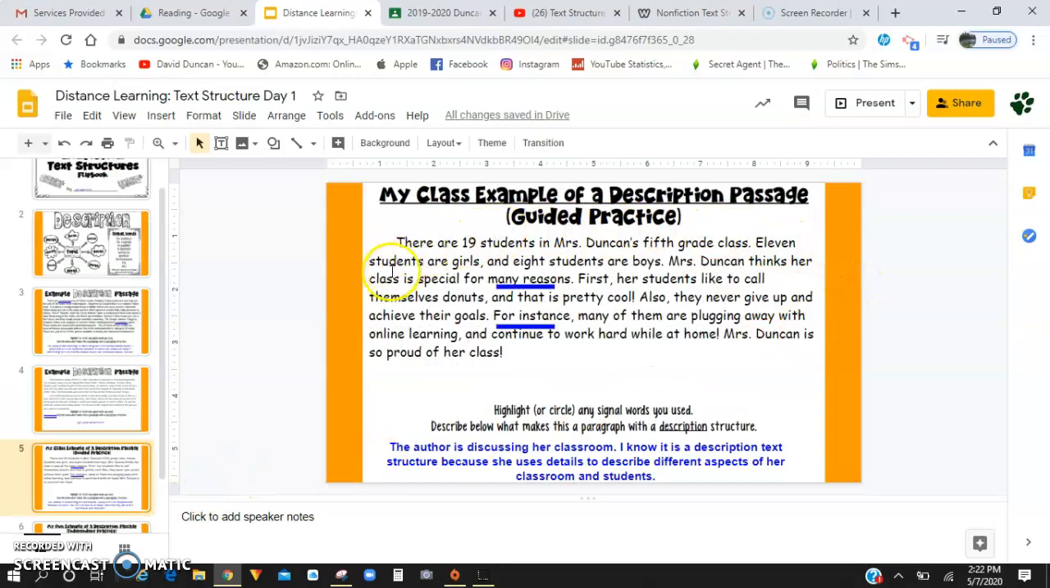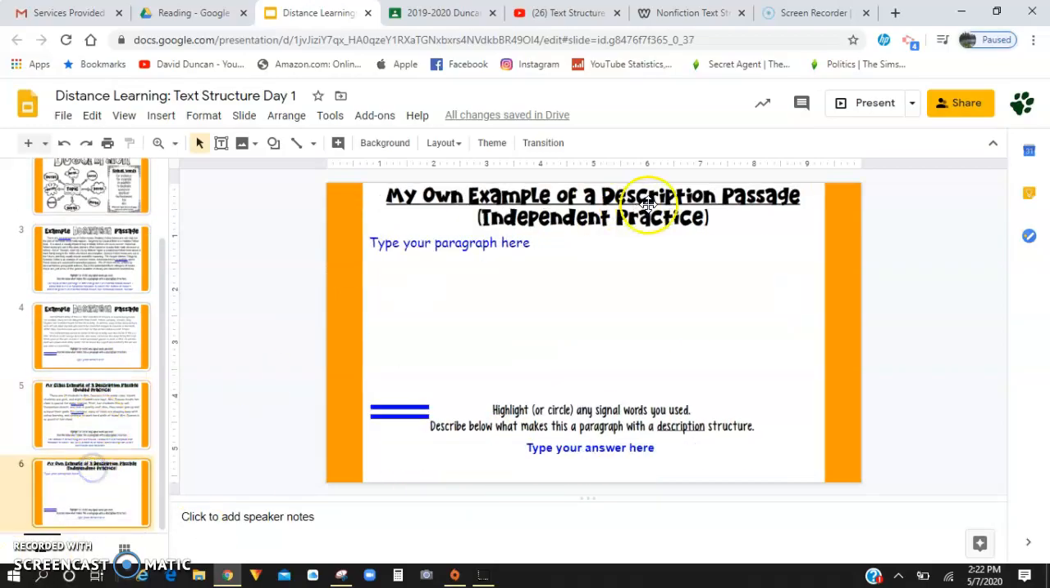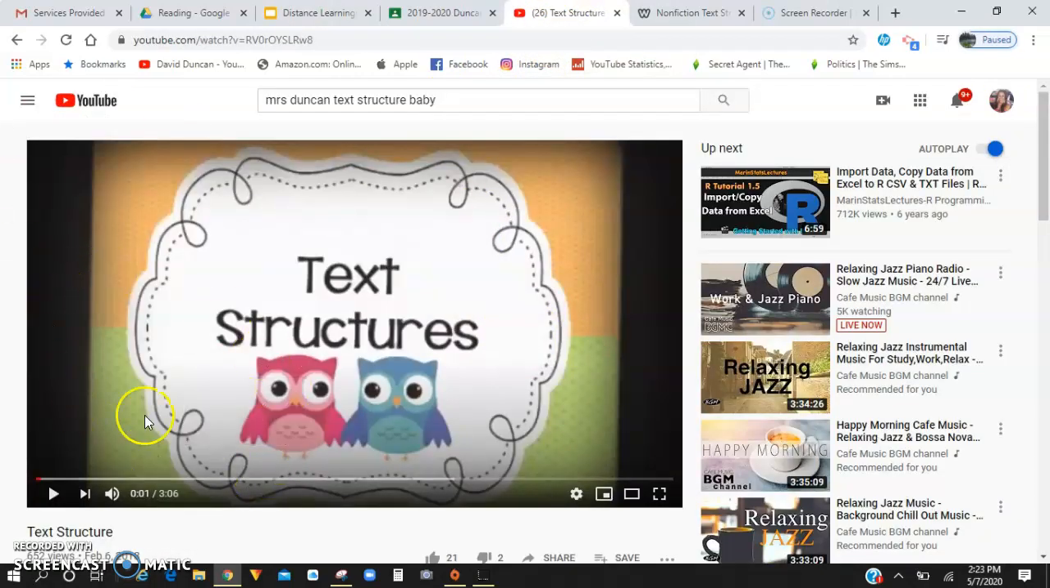I composed a description paragraph. I underlined 2 signal words. I also identified what made it a description. Now you have to write your own 5-sentence paragraph using 2 signal words, focusing on the description structure, and then writing why it is a description text structure. That is what I'm having you do, and I'm going to post a YouTube video on here as well, just because I love sharing this text structure video with you.